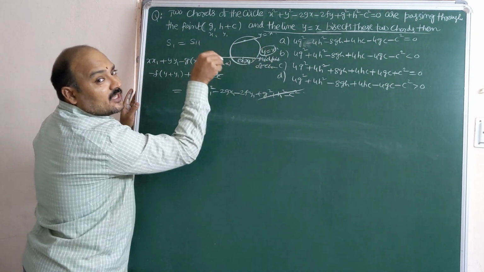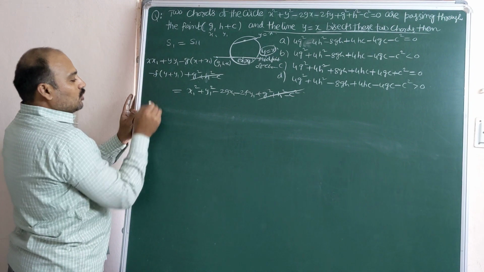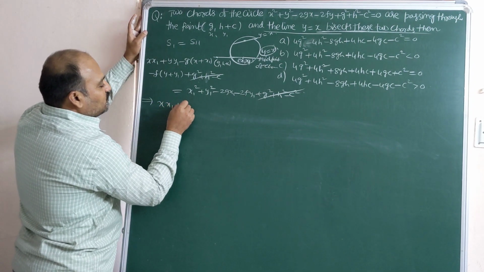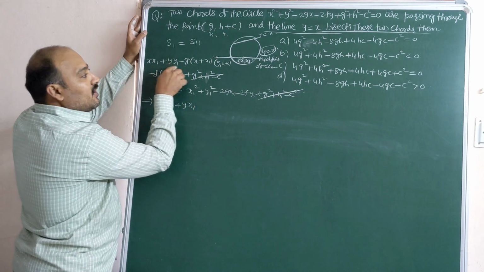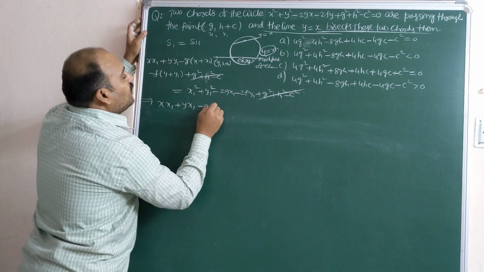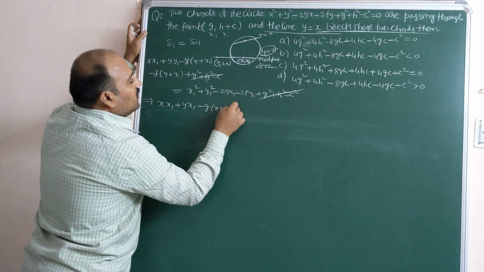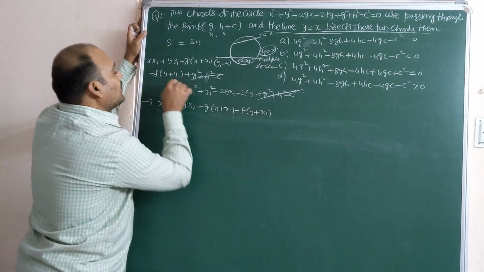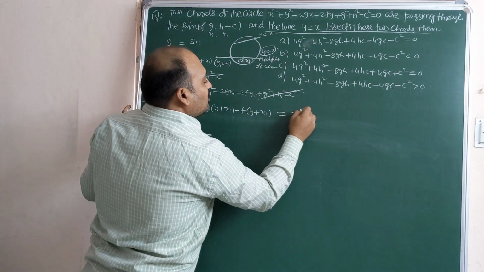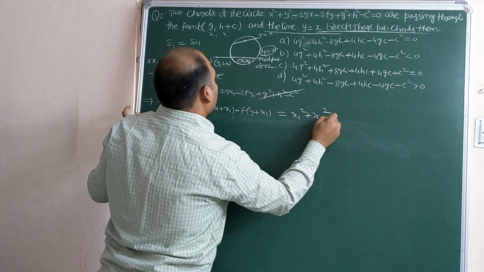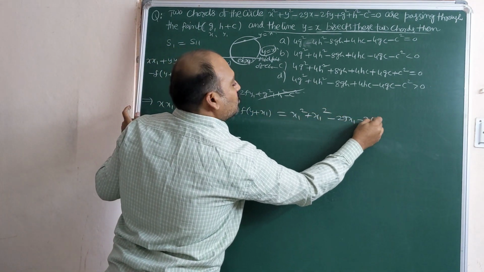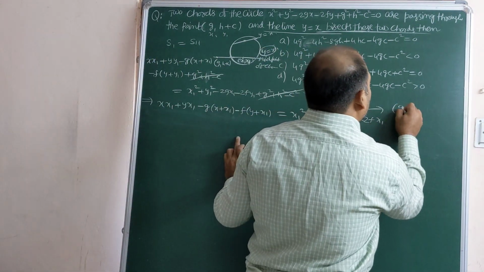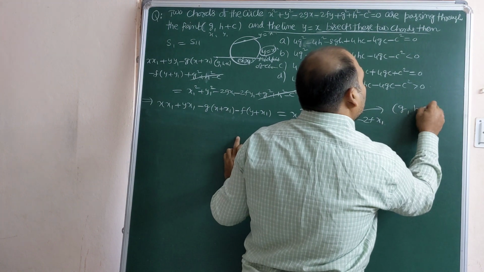So x1, x1. Generally x1, y1. In place of y1 also x1. So x into x1 plus y into x1, in place of y1 also. Minus g into x plus x1, minus f into y plus x1, in place of y1, is equal to x1 square plus x1 square minus 2gx1 minus 2fx1. This is passing through g comma h plus c.